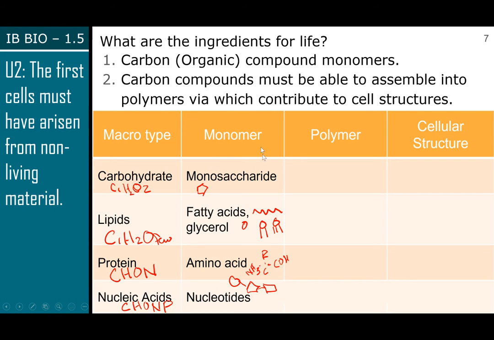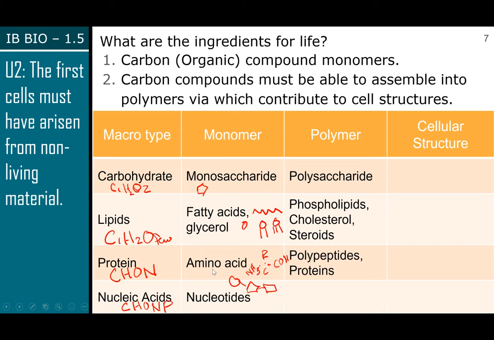Now, we can't just use monomers, right? We know that cells aren't composed of monomers. They're composed of polymers. So carbon compounds had to be able to assemble into polymers, which contribute to cellular structures. So the polymer of monosaccharides are polysaccharides, right? The polymers of lipids are phospholipids, cholesterol, steroids. The polymers of amino acids are polypeptide chains, and then you put those together to form proteins. And then the polymers of nucleic acids are DNA and RNA, right?